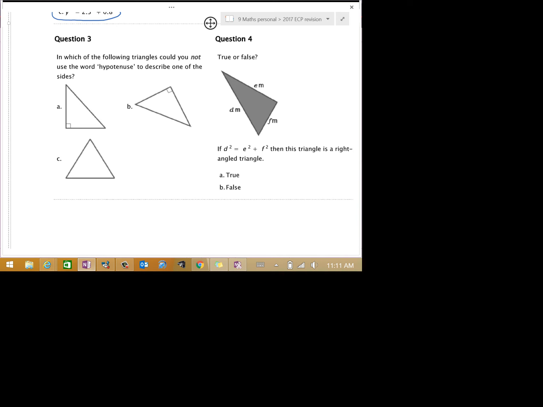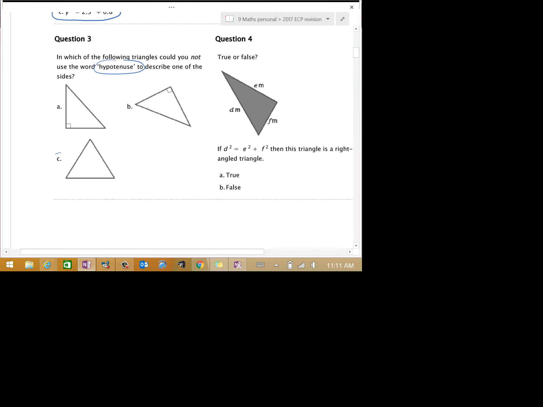All right, I just wanted to go through the trigonometry questions. So can you fill this out as you go? You should have your sheet in front of you from yesterday. Now which one of these would describe one of the sides? Well, which one of these does not have a hypotenuse?